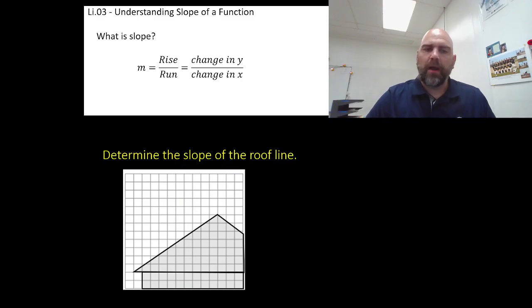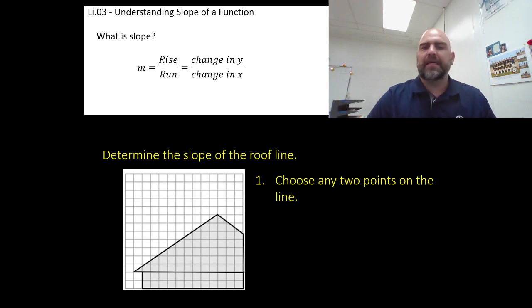Now, step one for when we want to determine the slope is we need to pick 2 points on a graph or on a line. In this case, it's going to be 2 points along our slope. They can be any 2 points. I recommend always choosing nice points. So I'm going to take these two right there. You can see the little blue dots representing those 2 points.